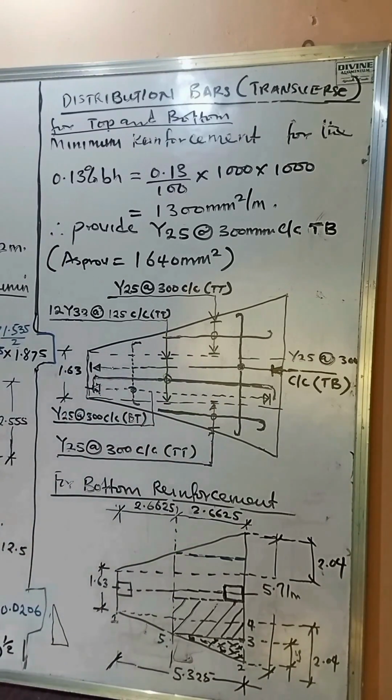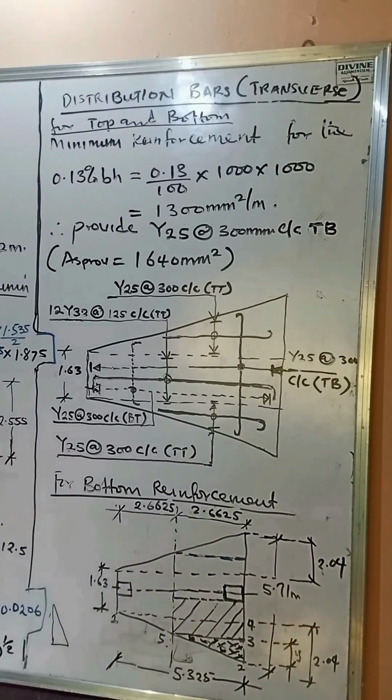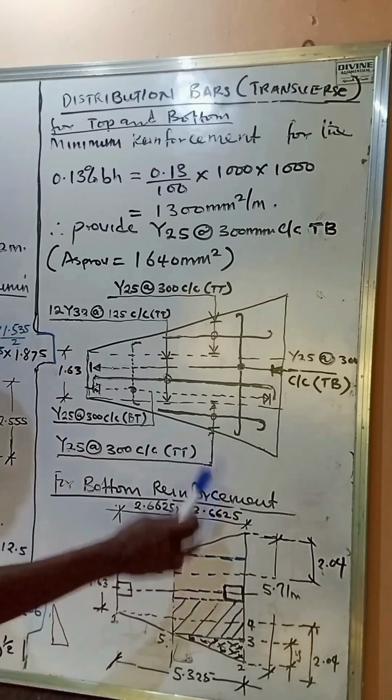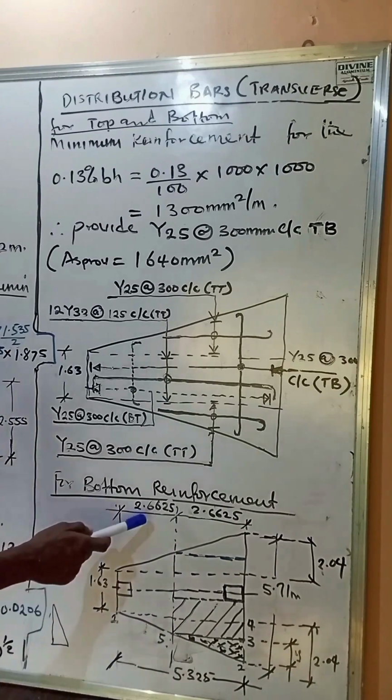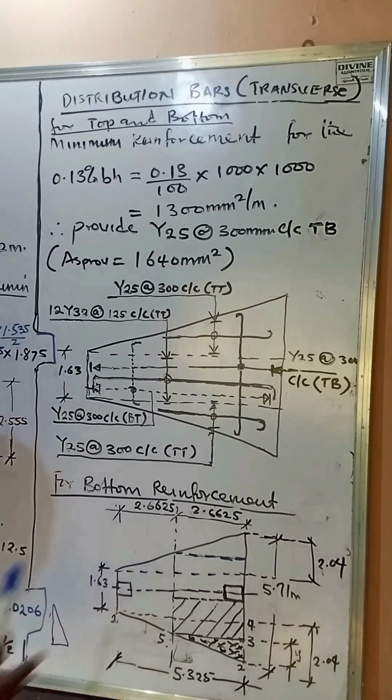Now, for bottom reinforcement, I need to show you how we arrive at the bottom reinforcement. Now, for you to design the bottom reinforcement, you need to divide the trapezium into two equal parts. The span of the trapezium is divided into two equal parts. So we have 2.6625, 2.6625. So now, having done that, the next thing you are going to do is to take each part that is attached to the column as an isolated part footing.